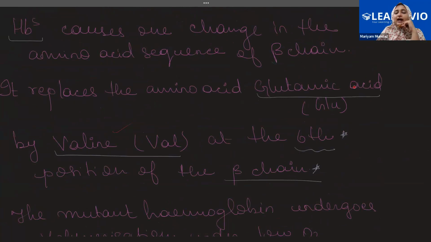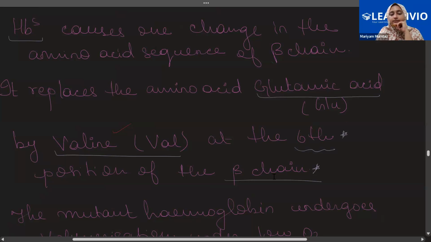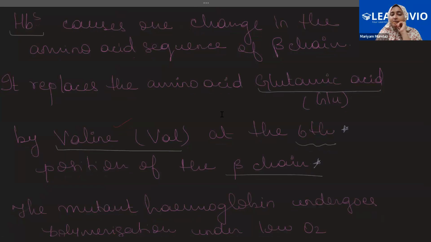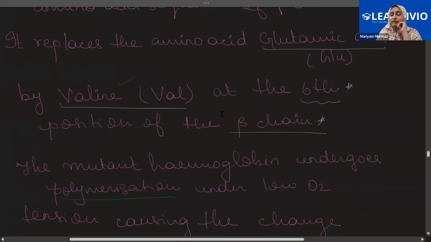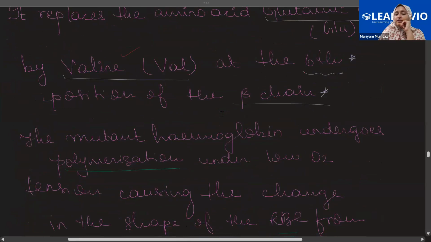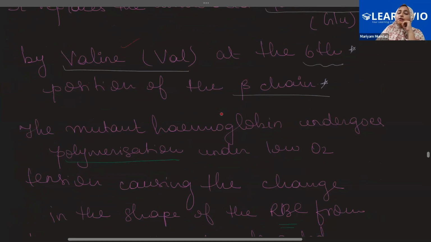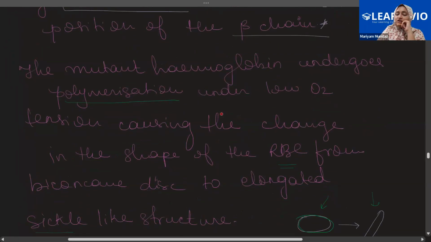And glutamic acid and valine, both of them are the examples of what, students? What are they? They are amino acids. So one amino acid is getting replaced by another amino acid, and where? At the sixth position of the beta globin chain. Now the hemoglobin is a mutant hemoglobin. It is not the normal hemoglobin. So it undergoes polymerization. It starts forming polymers under low oxygen, and it changes the shape of the RBC.